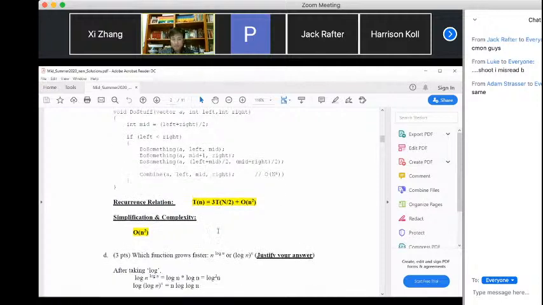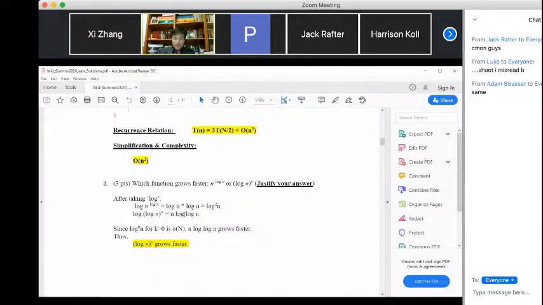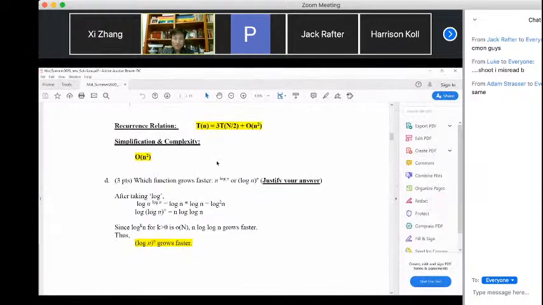And which function grows faster? (log n)^n and log n to the power of n grow faster because of this analysis. After taking log, we can easily determine this is n times some positive number growing a little bit slower than n, but it can be a very big number if n is big. And this is log n squared. So obviously linear complexity grows much faster than log n. So because of that, this equation grows much faster.